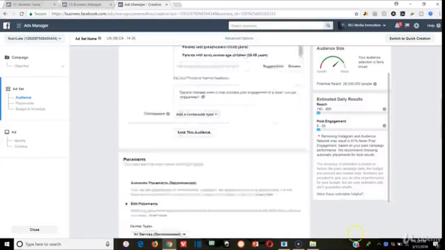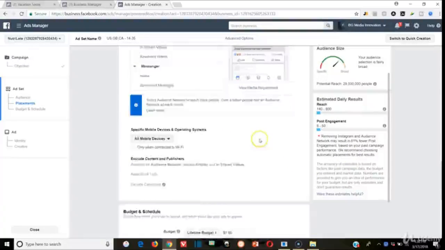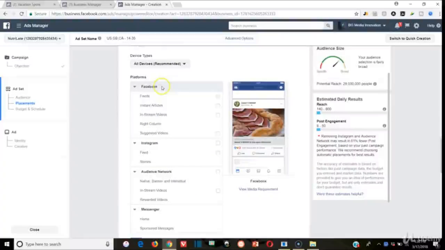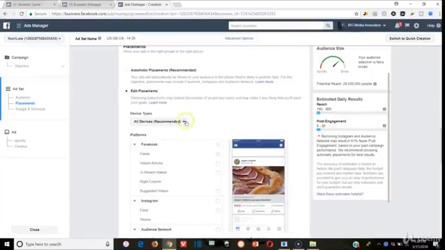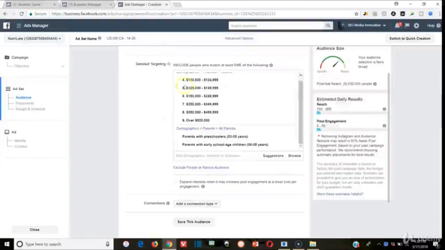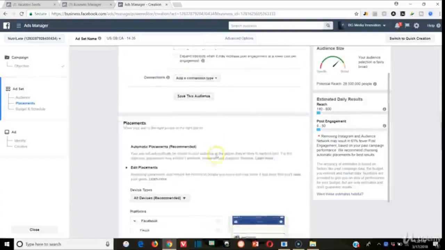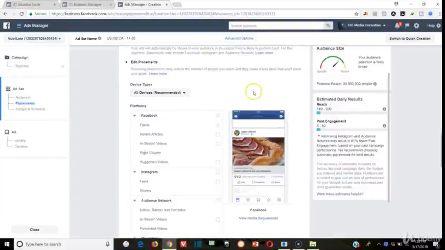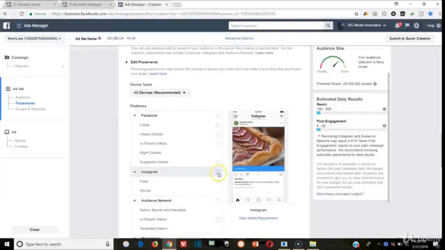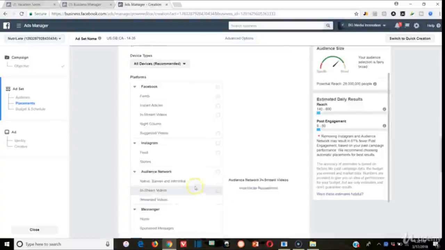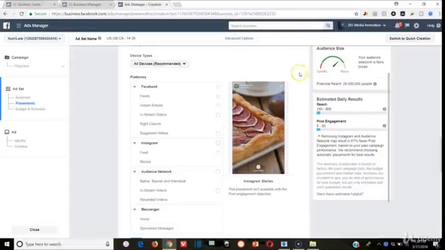You're not actually going to continue onto all this. You're not really too worried about any of this. I suggest you're just basically focused on your audience. You're not really focused on the placements. If you wanted to get fancy with the placements, you could suggest feeds. And then, I don't ever do Instagram because you're focusing on growing your page. But I suggest keeping it mobile and desktop.